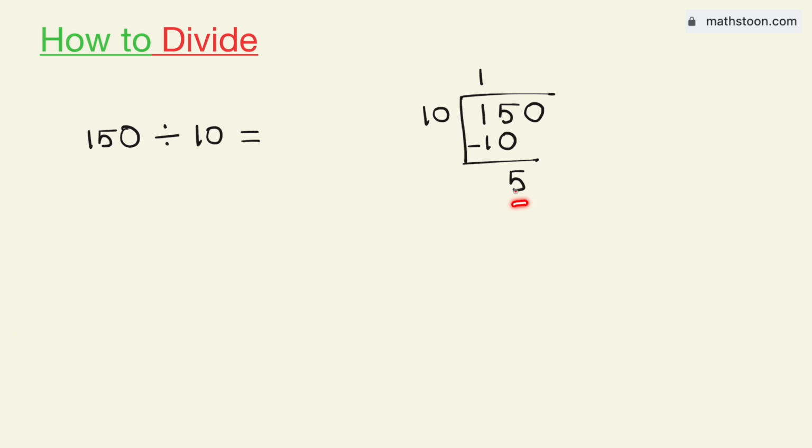Now 5 is less than 10. That is why we need to bring down this number 0 here. And we know that 10 times 5 is 50. Subtract, we get 0. As we have got the number 0 and there is no number to bring down here, so we will stop. Therefore, 150 divided by 10 is equal to 15. And this is our final answer.